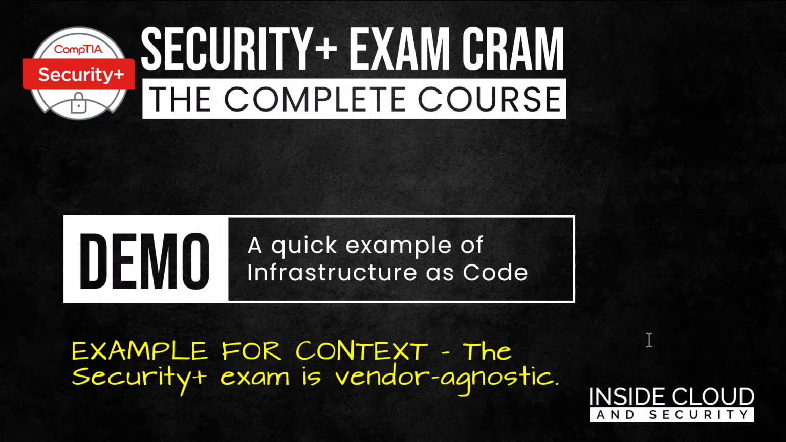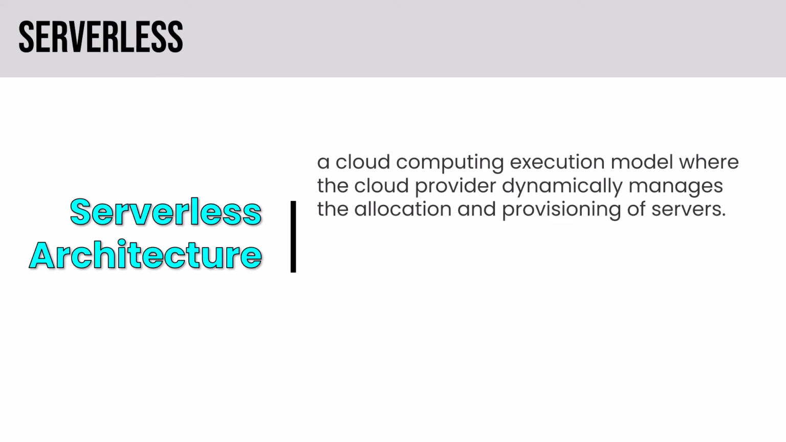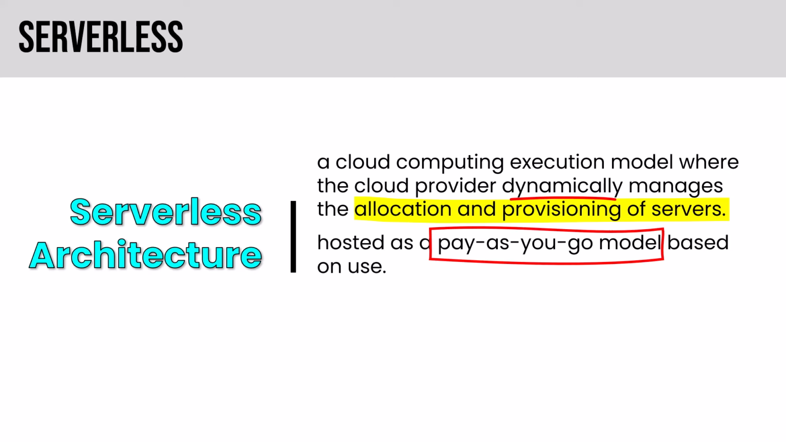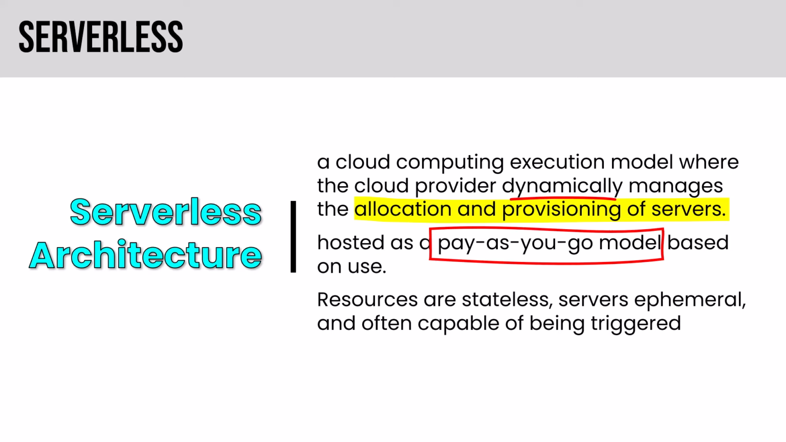All right, enough of that. I hope that gives you a bit of context if you're not experienced in cloud yet. Let's move on to serverless. So in a serverless architecture, it's a cloud computing execution model where the cloud provider dynamically manages the allocation and provisioning of servers. It's hosted as a pay-as-you-go model based on use. Resources are stateless, the servers are ephemeral, and they're often capable of being triggered. An example here would be function as a service, where I have a function, a block of code, and I trigger that code, I give it an input, it produces an output, and it only runs on demand.